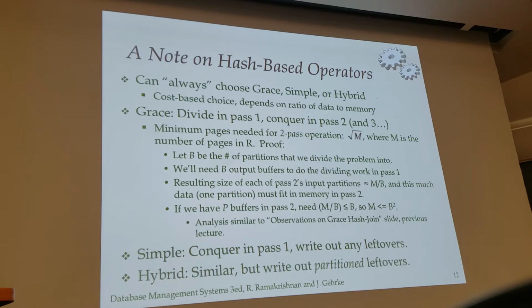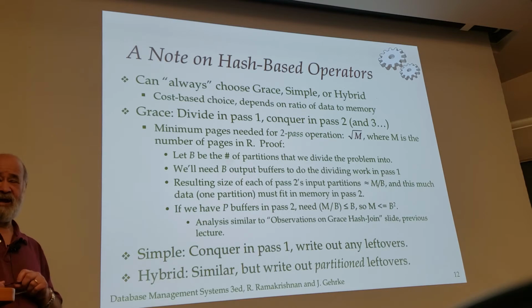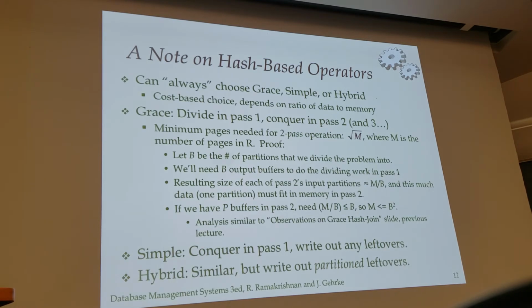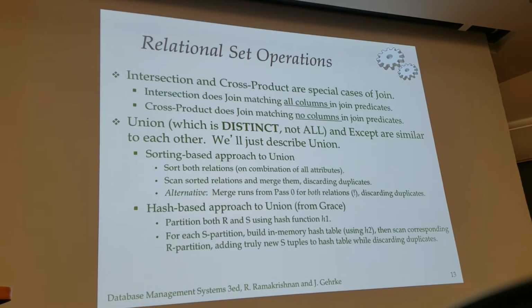So if the amount of memory I need for R17, because now I'm trying to get rid of duplicates from R17, is less than or equal to B squared, in other words, that square root of M thing, then I can make things work nicely as long as there's no skew and fit things inside memory. So that's the general idea of how that works. It's a variation of what we talked about for the hash.